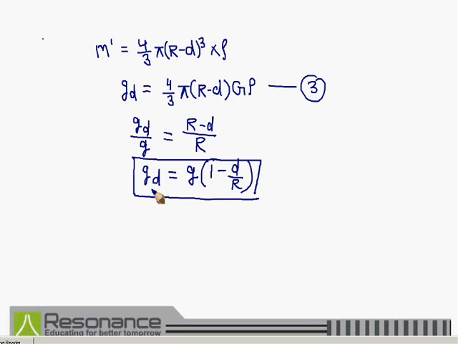Thus, as we go below the surface of Earth, the acceleration due to gravity goes on decreasing and becomes 0 at the center of Earth, where d equals R.